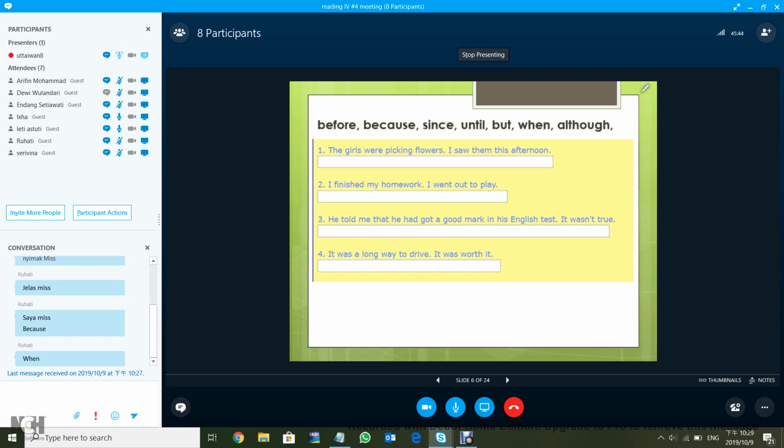For example, the girls were picking flowers. I saw them this afternoon. So we need to choose when. The girls were picking flowers when I saw them this afternoon. That's how to connect two sentences. Now, questions number two. Who wants to try?